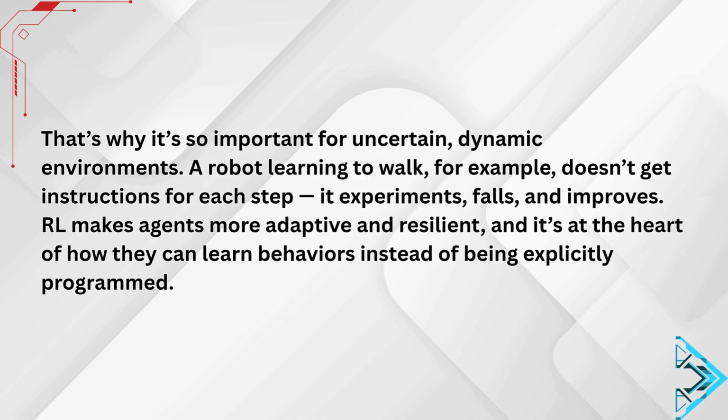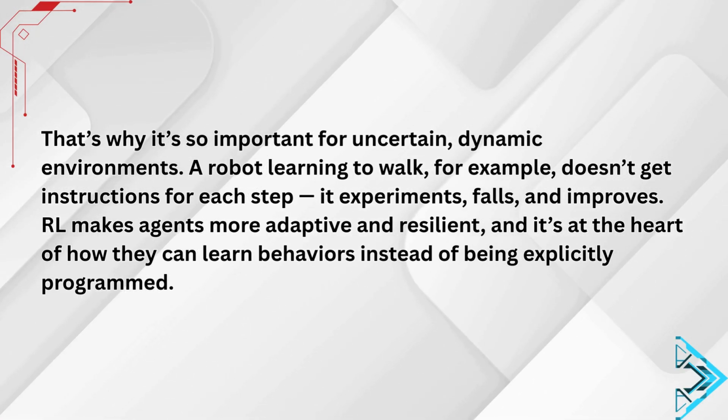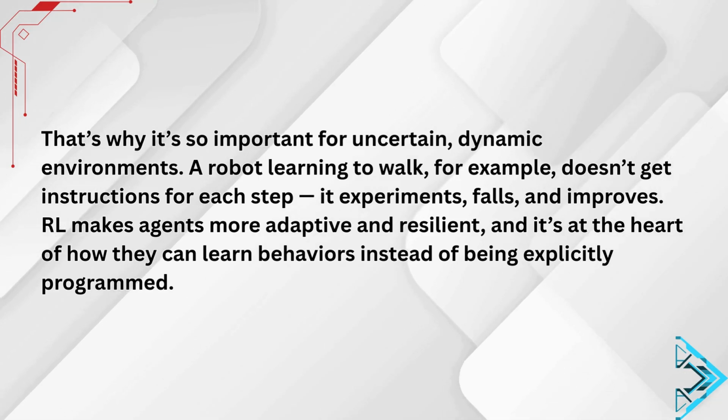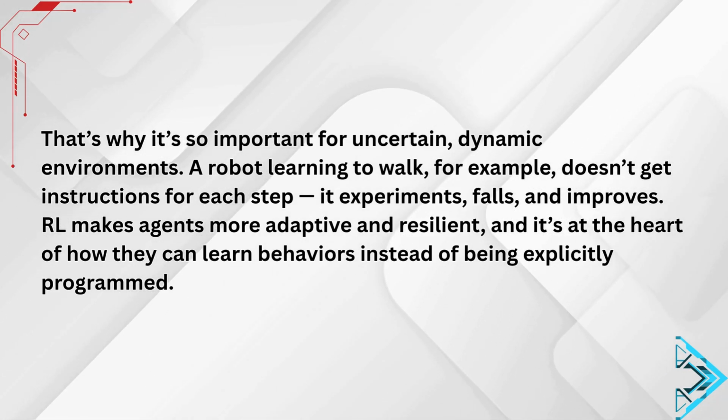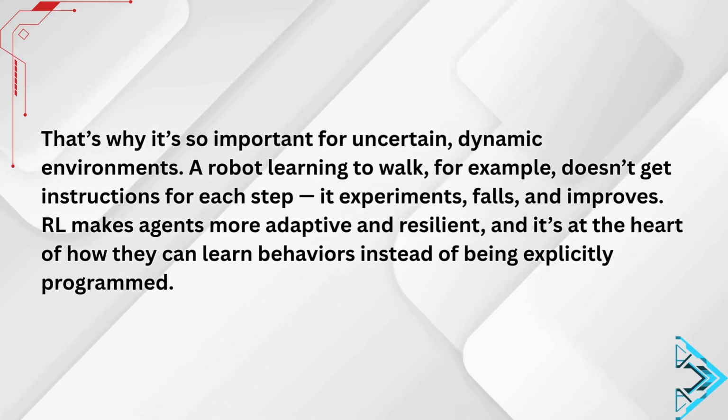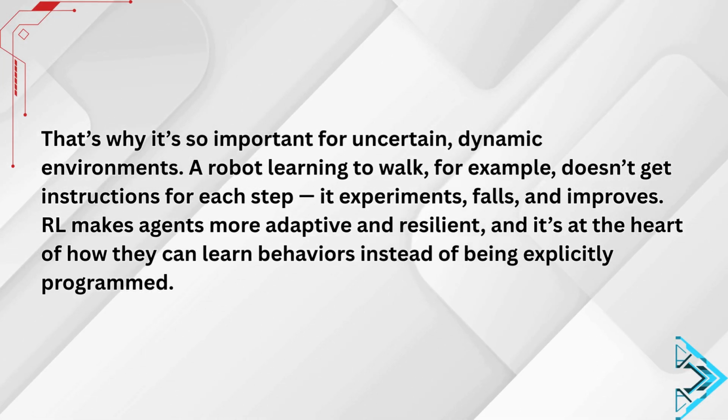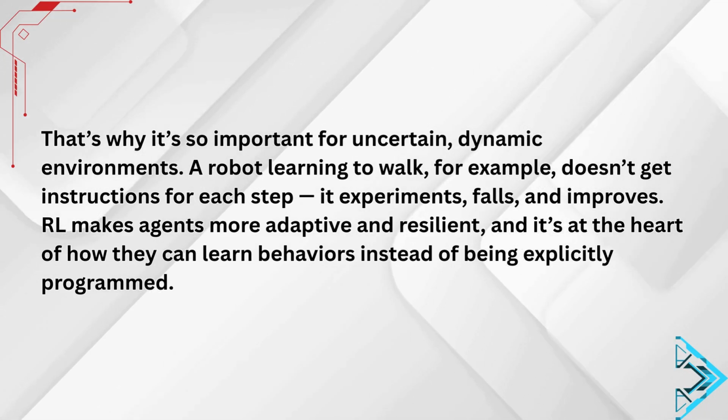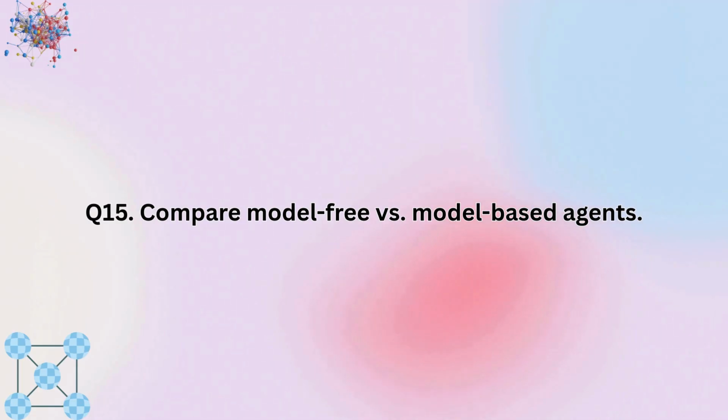A robot learning to walk, for example, doesn't get instructions for each step. It experiments, falls, and improves. RL makes agents more adaptive and resilient, and it's at the heart of how they can learn behaviors instead of being explicitly programmed.